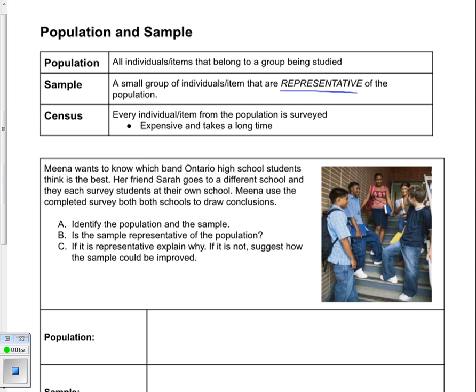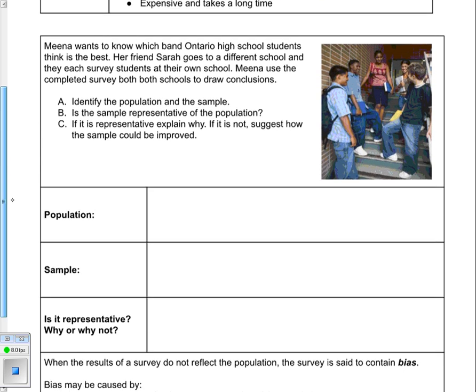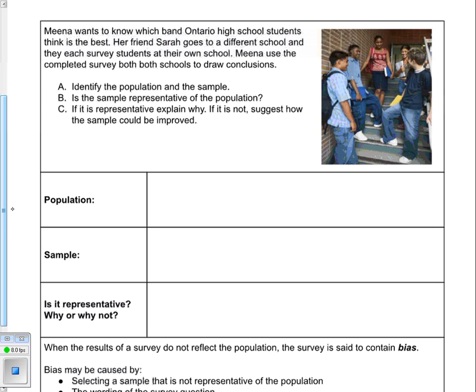So in this particular situation, we have Mina, who wants to know which band Ontario high school students think is the best. Her friend Sarah goes to a different school, and they each choose to survey students in their own school. So Mina uses the completed survey from both schools to draw her conclusions. First off, we want to identify both the population group and the sample group.